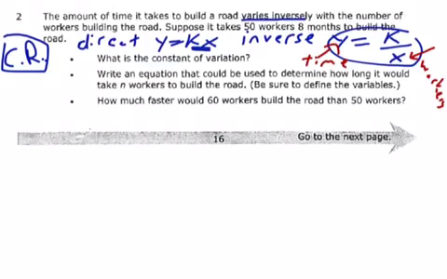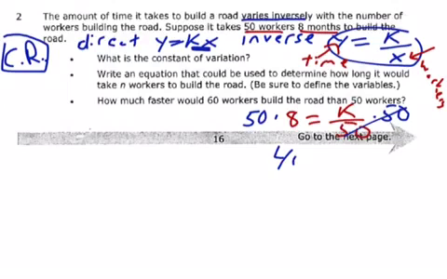So I just plug in for my time, our time is 8 months. So it's going to be 8 equals k over the number of workers we said was our x, so 50 goes on the bottom. And I want to solve for k, so I'm going to multiply by 50, and 8 times 50 is 400. So our constant of variation is 400.